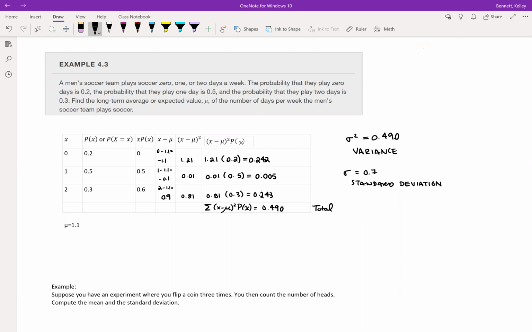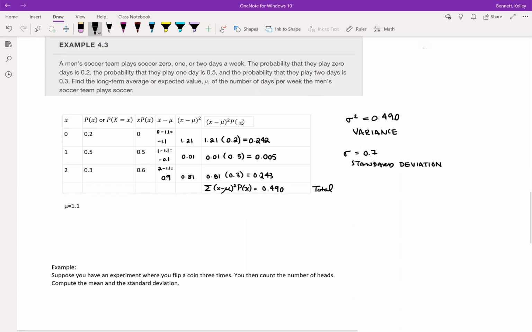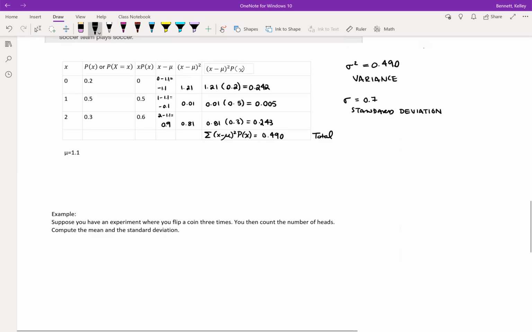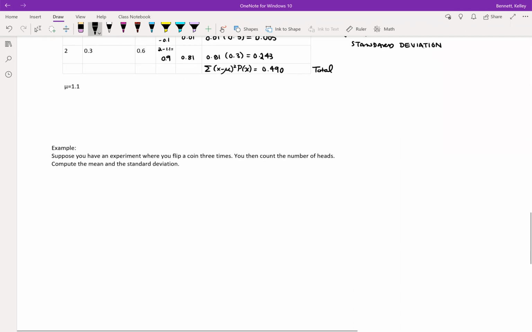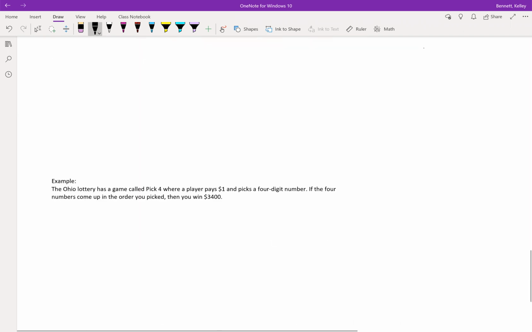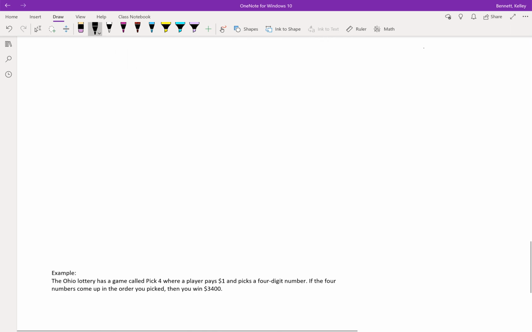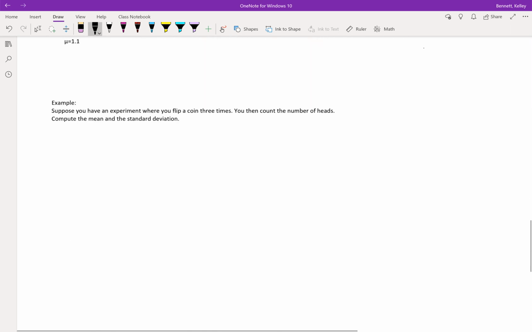All right, so that concludes the example for variance and standard deviation. So now let's do another example. Let's see how many examples we have. 1, 2. All right. So let's do another example.